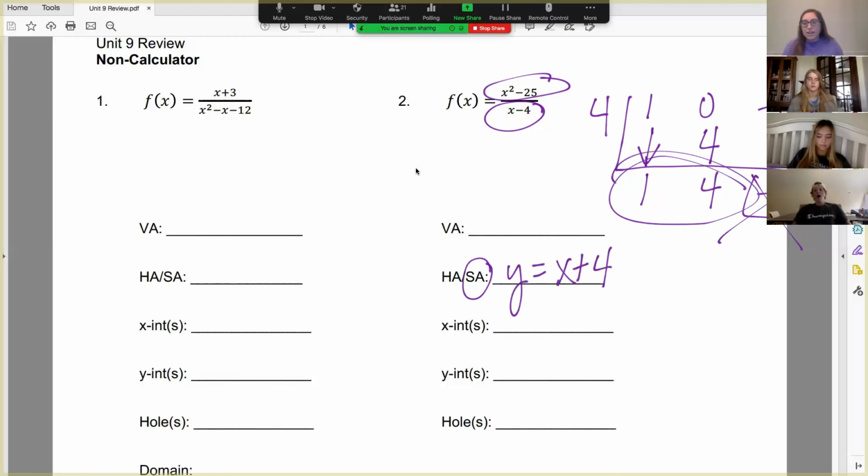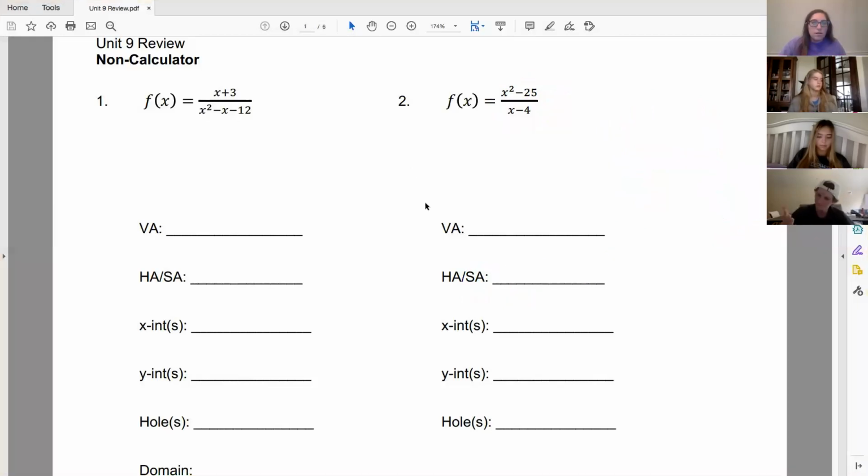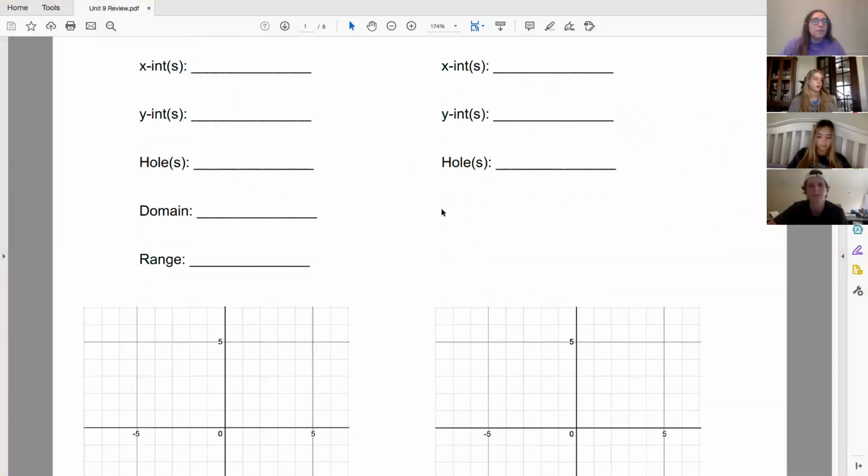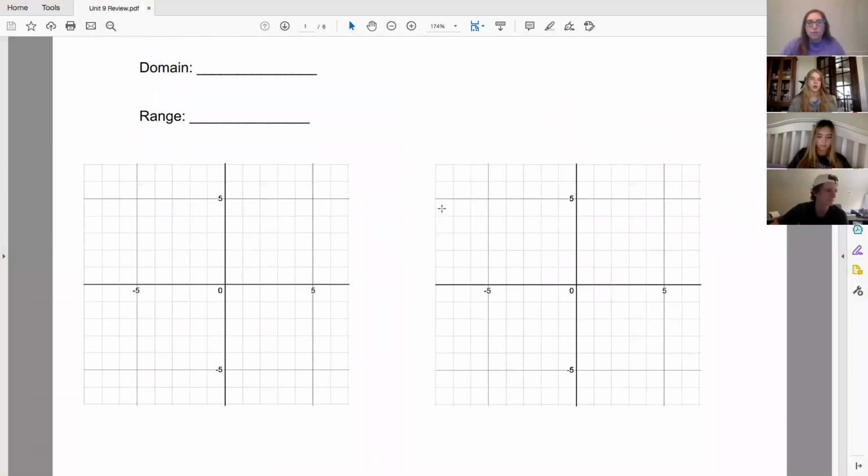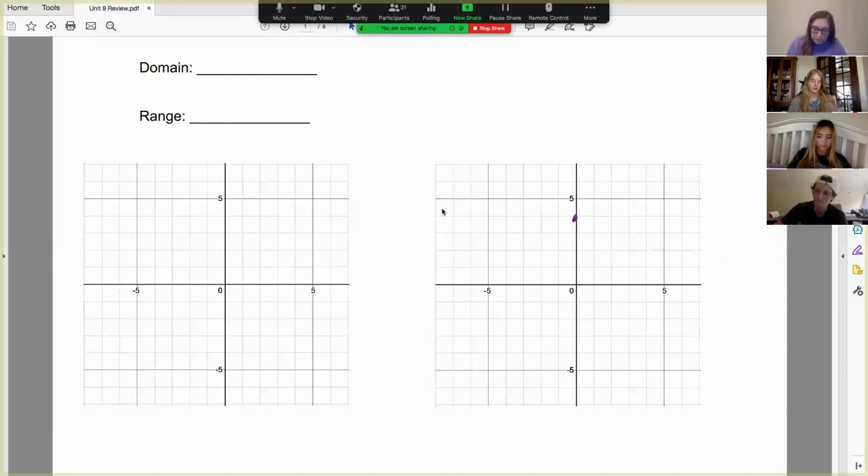Because I've divided 1 degree, so I have 1 degree less. This is x, and then this is the constant. And then on the graph, I would then just plot or graph like I would y equals mx plus b. So it would technically have, you know, a y-intercept at 4, and I would have a dashed line, just like that.